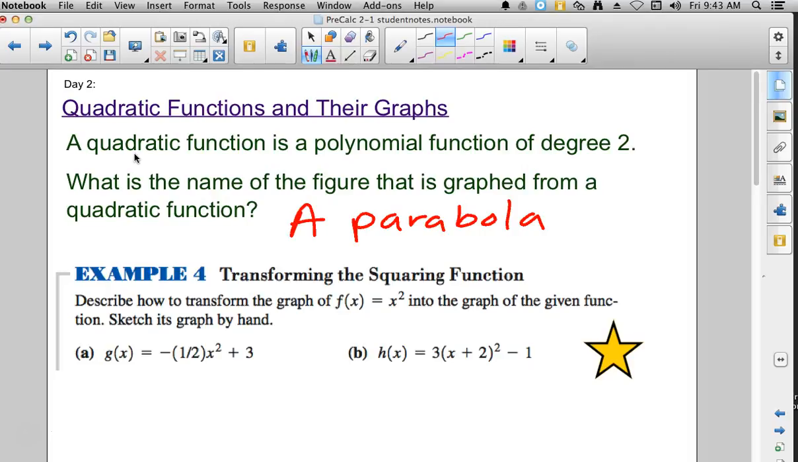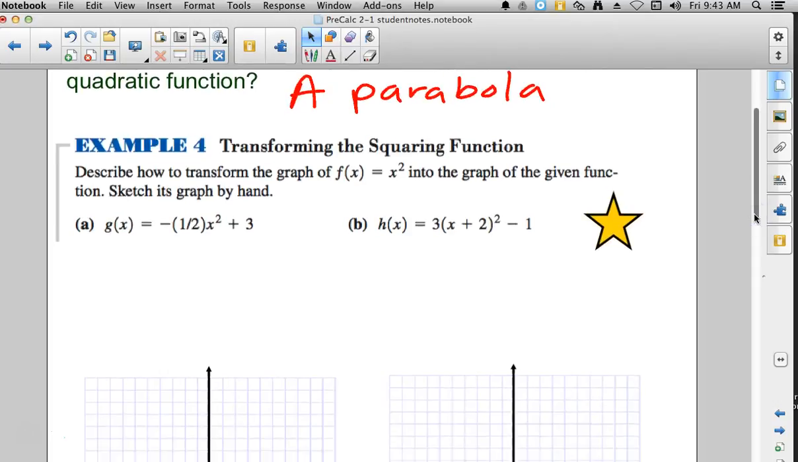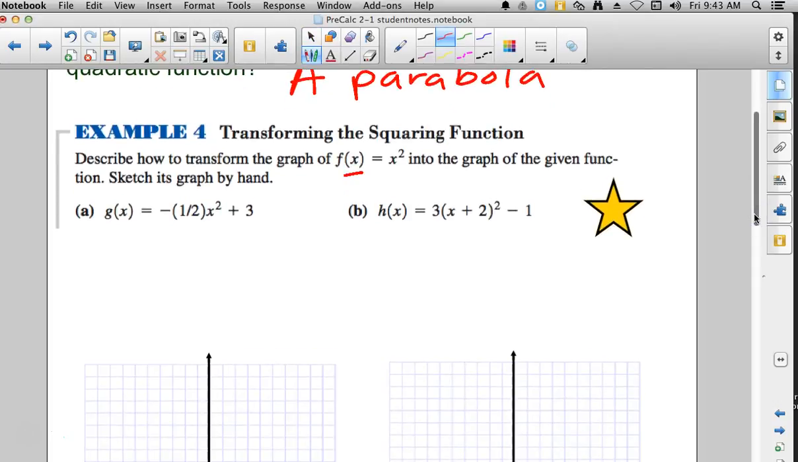So we're going to describe how to transform the graph of f of x equals x squared into the graph of the given function. Now this is important because they're letting us know this is your parent, this is your original. What do you have to do to that to get this graph? That's what we want to do. So g of x equals negative 1/2 x squared plus 3.